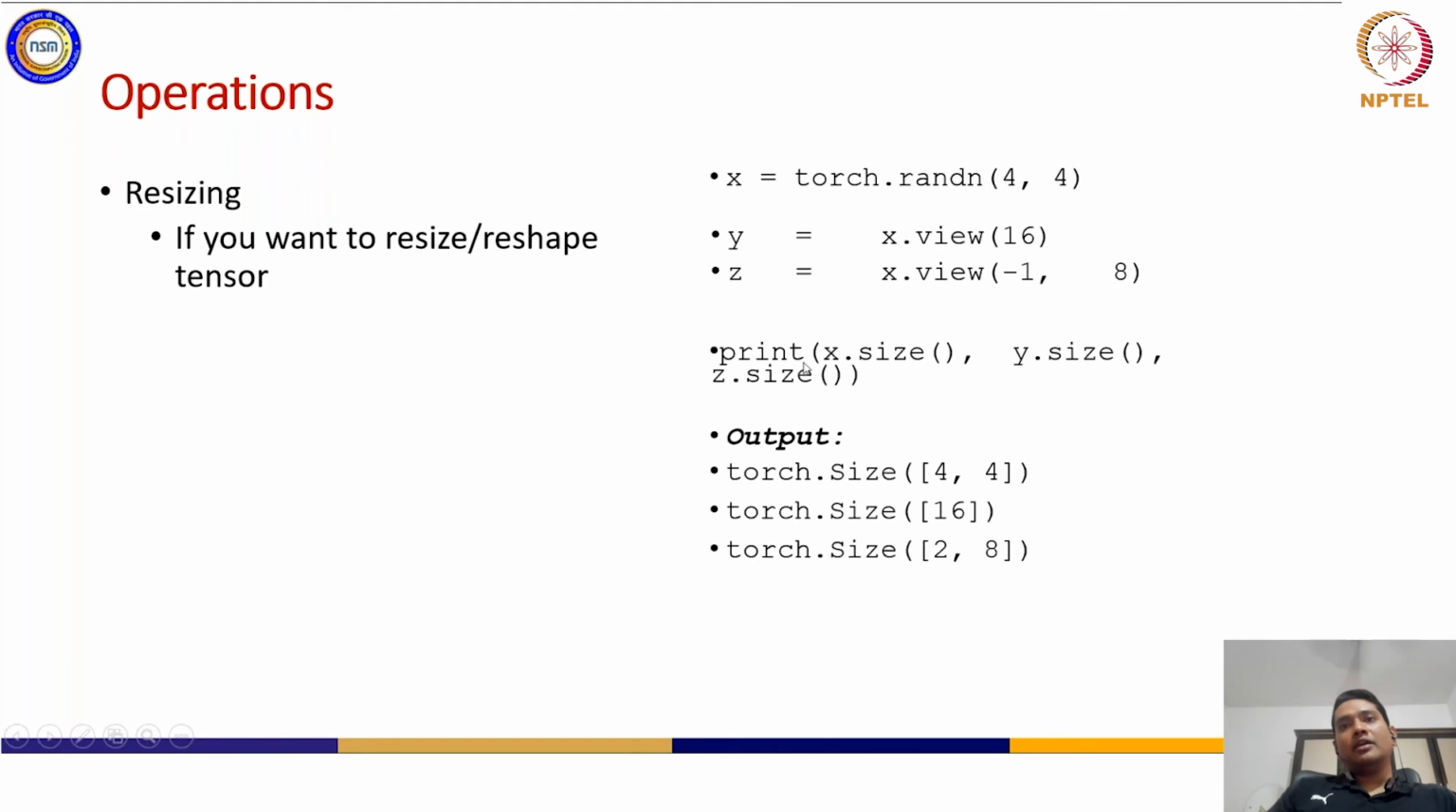So when you print the x dot size, y dot size and z dot size, you can see the torch size for x is 4 by 4, the torch size for y is 16, and the torch size for z is 2, 8. So basically 2 is automatically calculated. This is a very simple example, but when you are working with multidimensional tensors, let's say 4-dimensional or 8-dimensional tensors, then figuring out one dimension with dynamically varying input sizes is very handy.